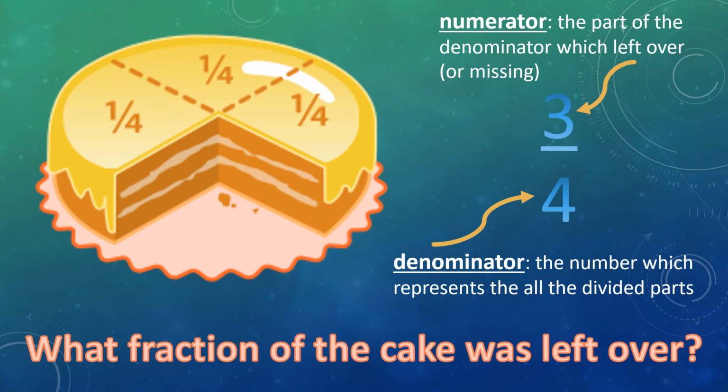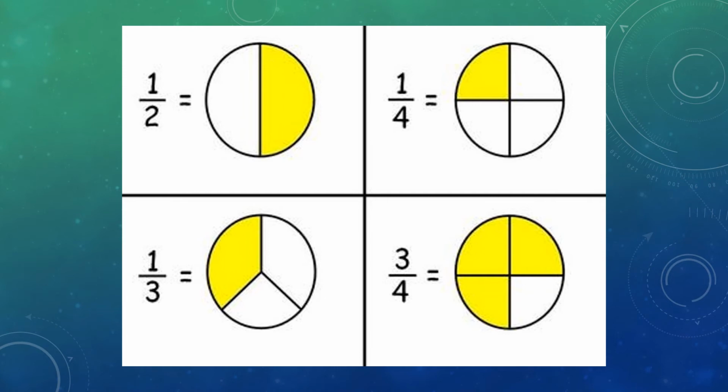So let's take a look at some different examples. Here are some more examples to help you understand. These examples are showing shaded fractions. And each fraction, again, is representing a part of the whole. In this first example, we can see that one part is shaded.